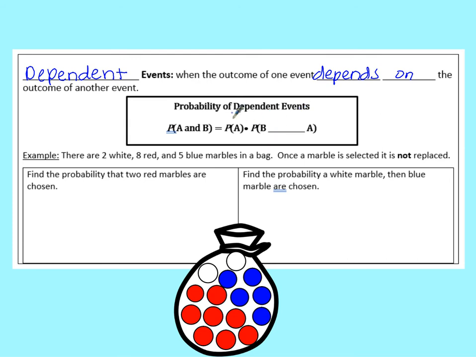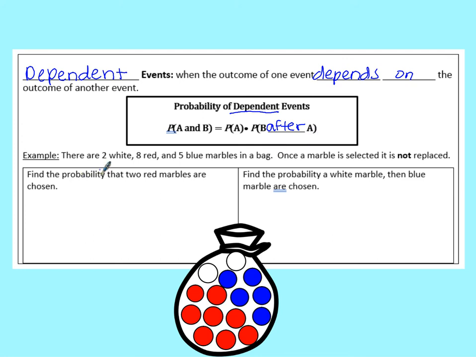Once you decide that events are dependent, you're going to use this formula for the probability of A and B. You first find the probability of A like we're used to, but then we have to find the probability of B after A, so not including A. We have to get rid of the chance that we already pulled A out of there. It's not going to be used in our probability of B this time.